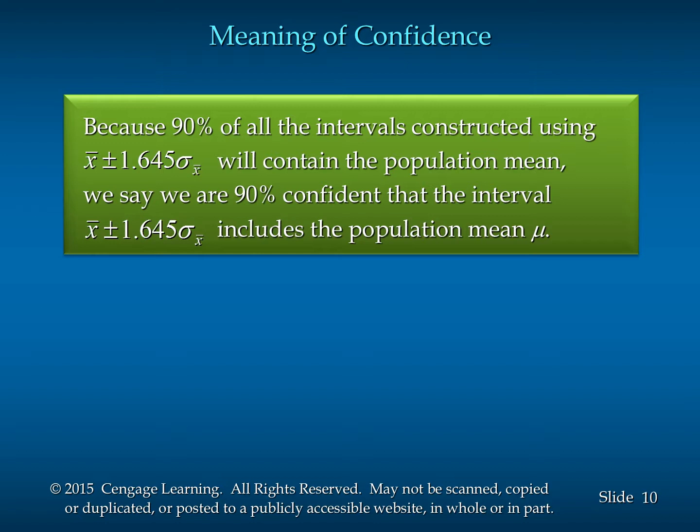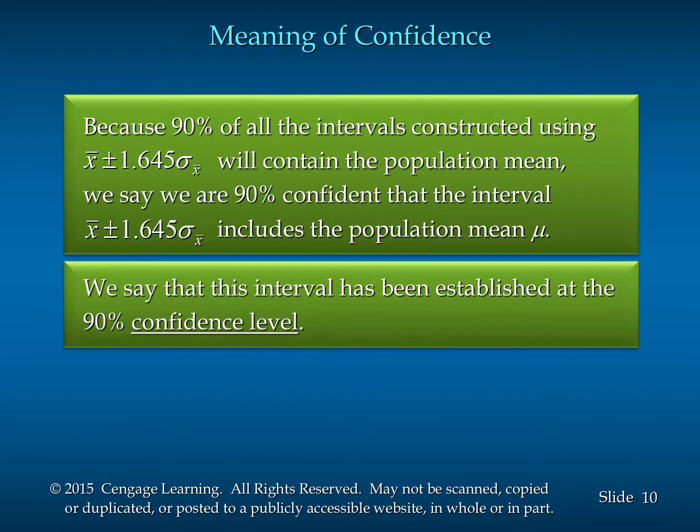If we assume a confidence level of 90%, the significance level alpha is 10% and alpha over 2 is 5% or 0.05. For this, the z value for alpha over 2 will be 1.645. Therefore, we would be 90% confident that the interval will include the population mean mu.